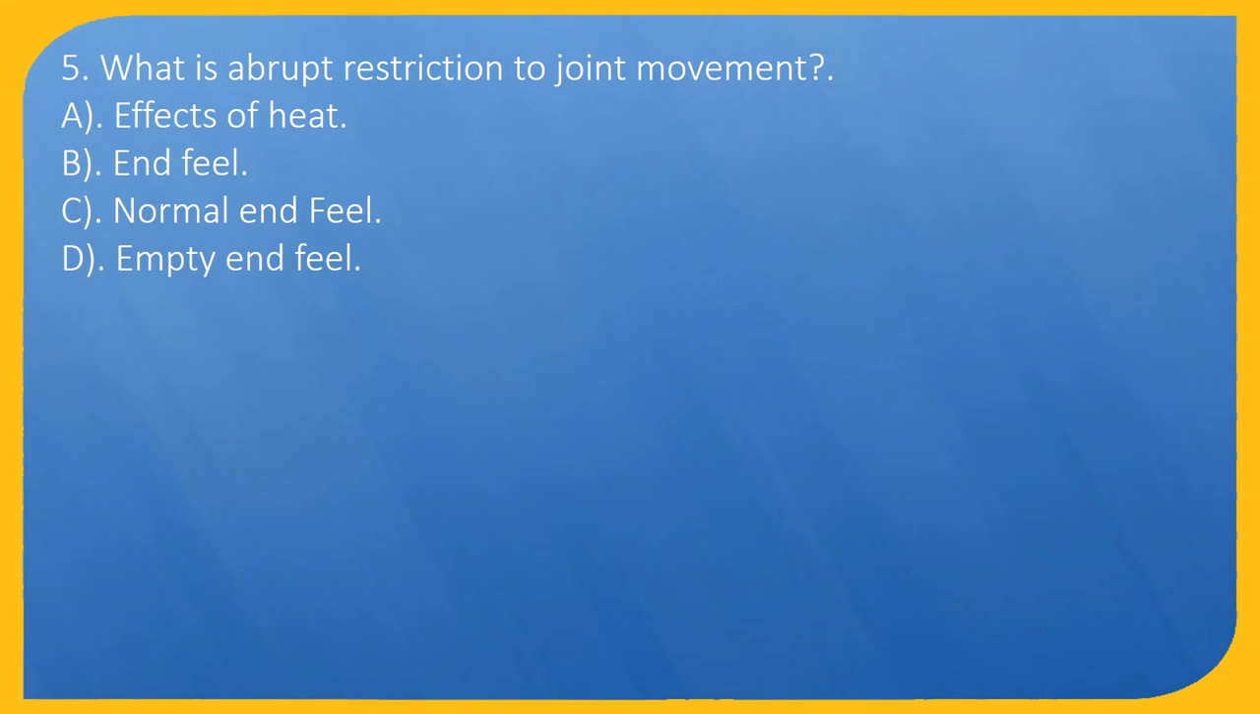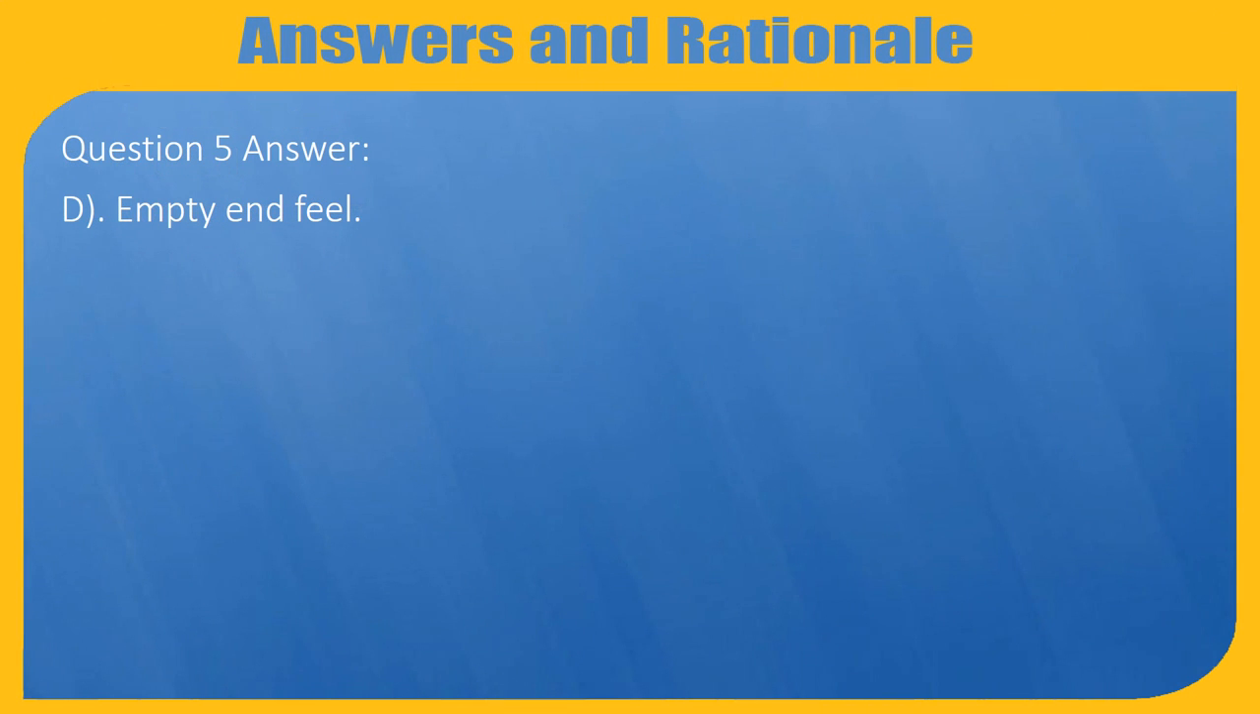Question 5. What is abrupt restriction to joint movement? A. Effects of heat. B. Onset of end feel. C. Normal end feel. D. Empty end feel. Question 5. Answer. D. Empty end feel.